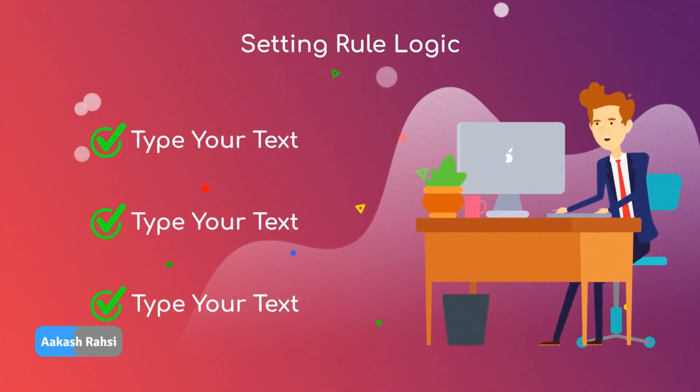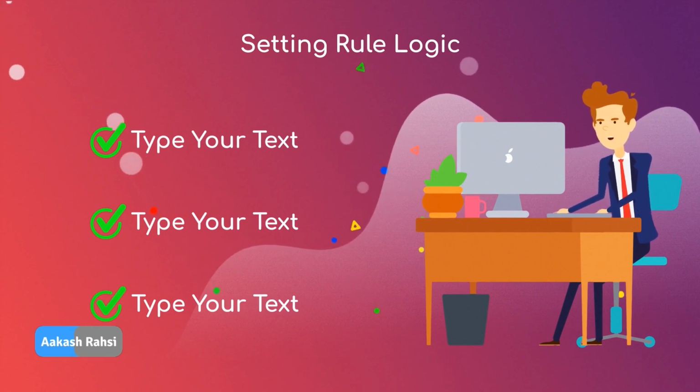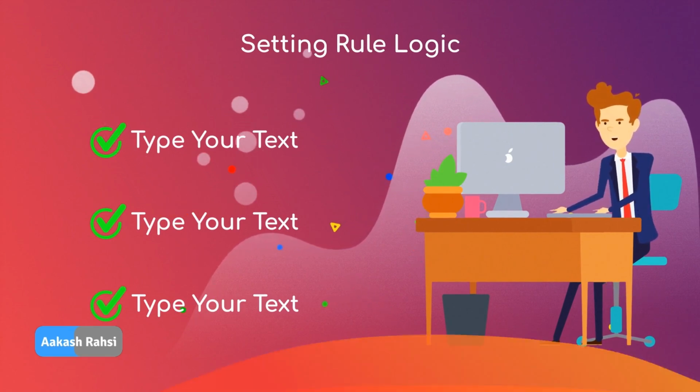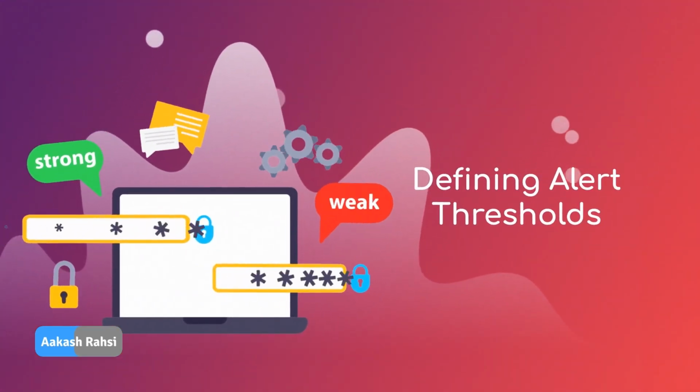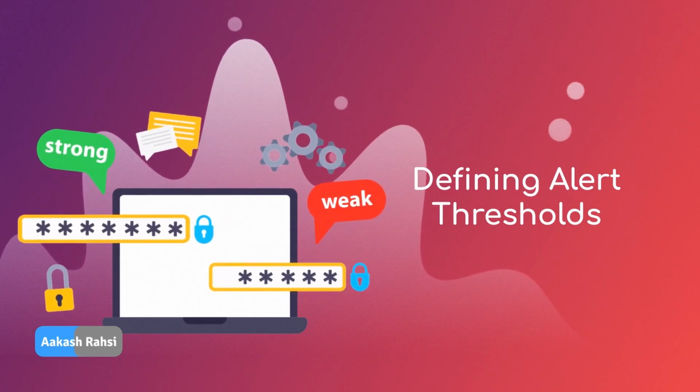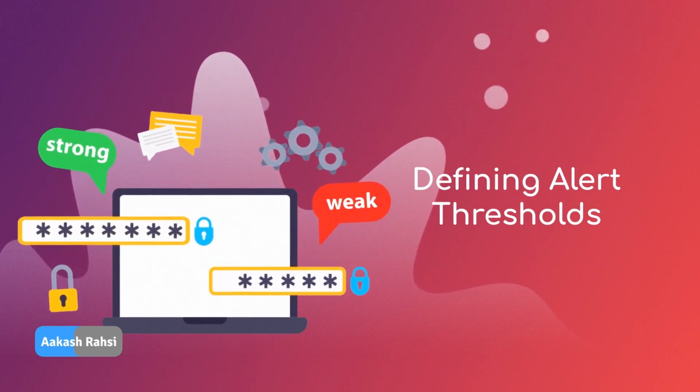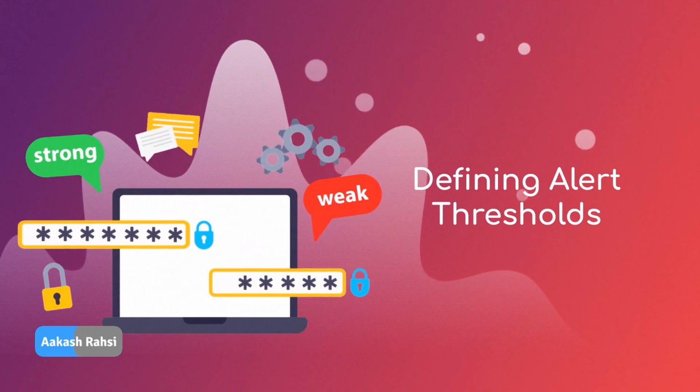Step 3.2. Set rule logic with KQL. Write a query using Kusto Query Language. Define alert thresholds, such as triggering after 5 failed logins in 10 minutes. Assign an alert severity: low, medium, or high.